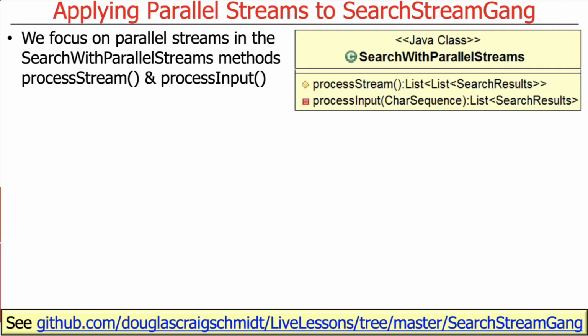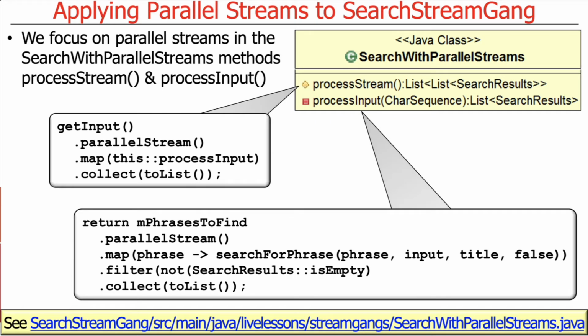So we're going to look at a couple of methods that are part of a class in this code base called SearchWithParallelStreams. And this is the one that's going to be parallel streams. And we're going to look at the process stream and process input methods. These are what are called hook methods. They are derived from a superclass and provided in different ways depending on how it is we're doing different concurrency strategies. So this is roughly what the code looks like.